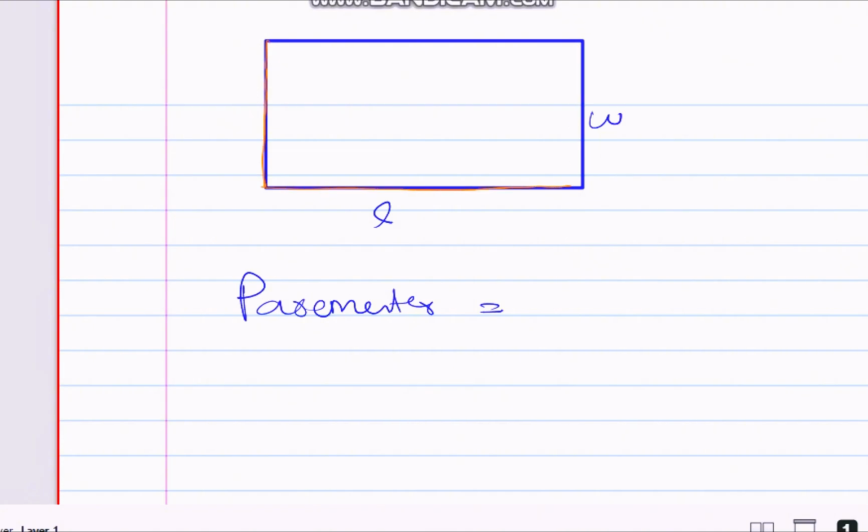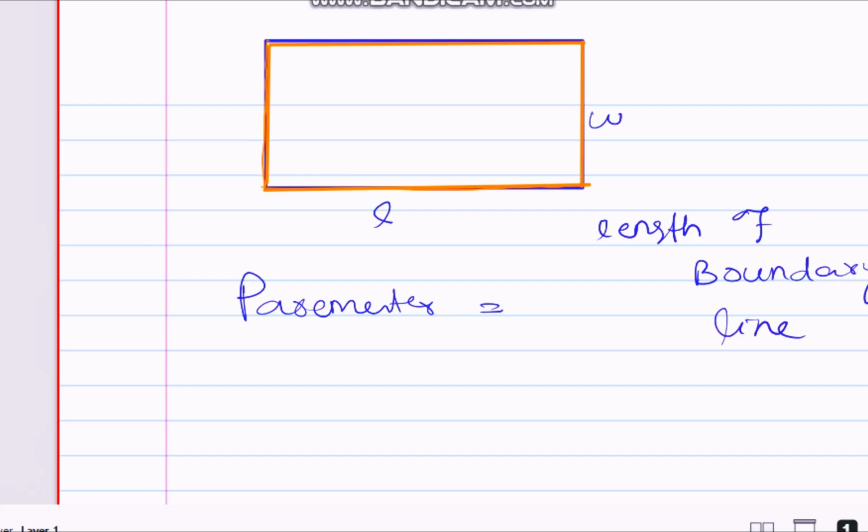Let me draw proper lines. This line, this line, this line, and this line. So this is basically the boundary, the length of the boundary line. The definition is the same as the circumference. It is the length of the boundary line.